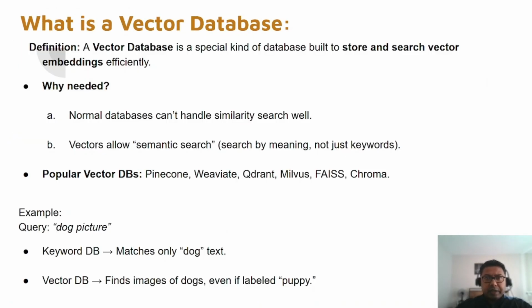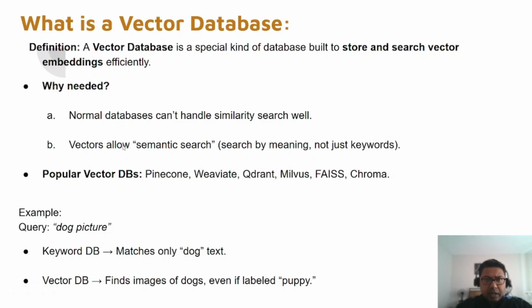What is a vector database? So, definition: a vector database is a special kind of database built to store and search vector embeddings efficiently. It's not like a relational database like Oracle. It is a vector database where our text or information is stored as vectors.